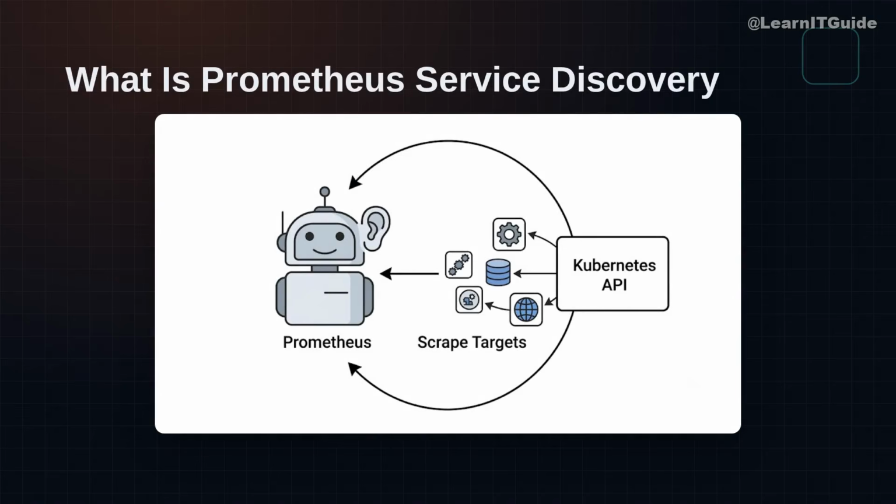So what is Prometheus service discovery really? It is the brain of your monitoring. Rather than you manually updating a configuration file, Prometheus talks to the Kubernetes API. It asks who is currently running and updates its internal list of scrape targets in real time. It is essentially an automated receptionist that keeps your monitoring map perfectly in sync with your live cluster.